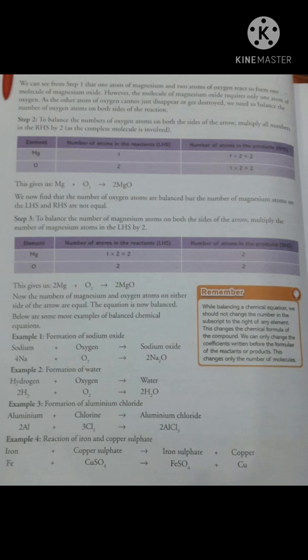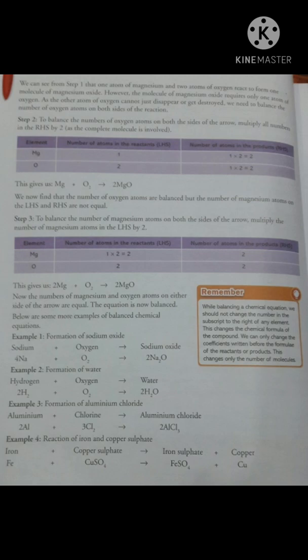Now example number 3: formation of aluminium chloride. Aluminium reacts with chlorine to produce aluminium chloride. For this reaction, 2 atoms of aluminium react with 3 molecules of chlorine to produce 2 molecules of aluminium chloride.